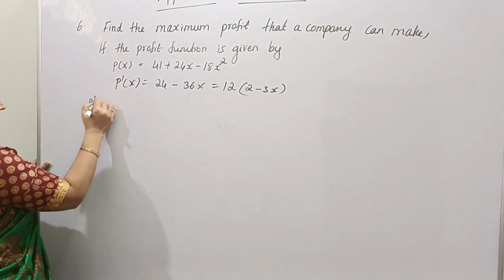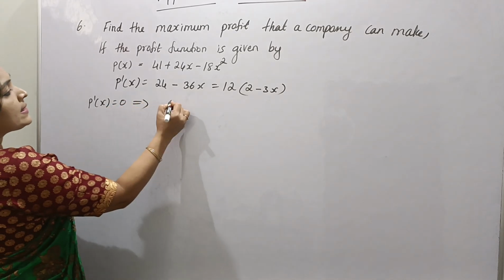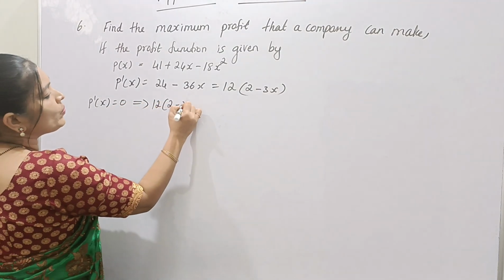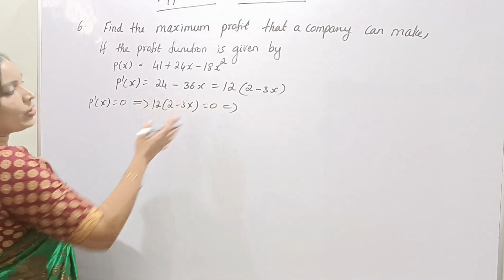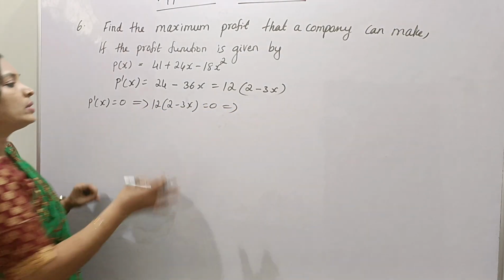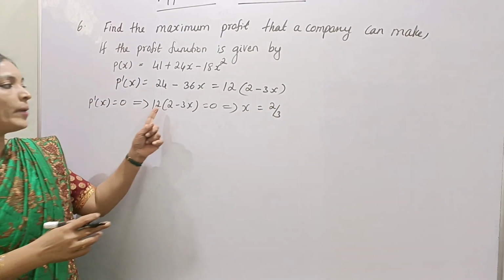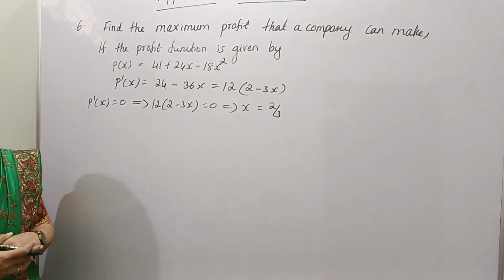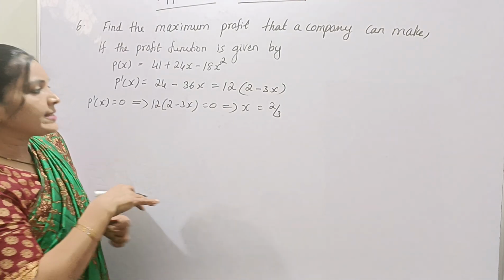Then set p dash of x is equal to 0. That implies 12 into 2 minus 3x is equal to 0. Take 12 to the right side. So it will be 2 minus 3x is equal to 0. That implies x is equal to 2 by 3. Right? 2 minus 3x is equal to 0 implies x is equal to 2 by 3. So it is the critical point. Okay. So what is the next step?